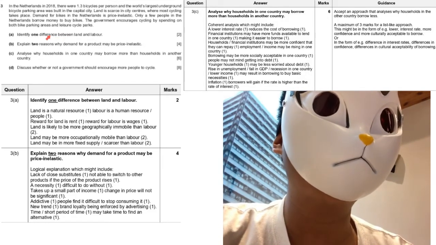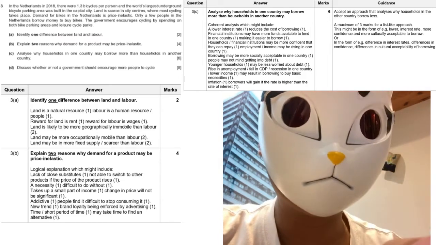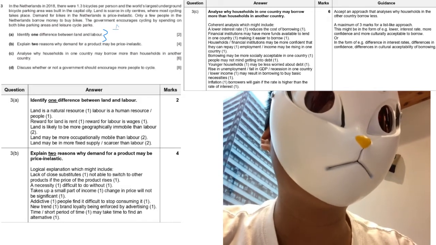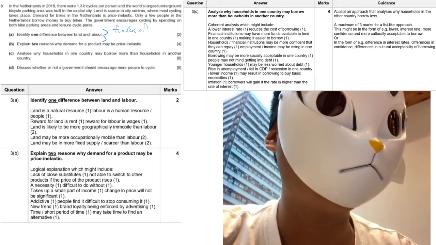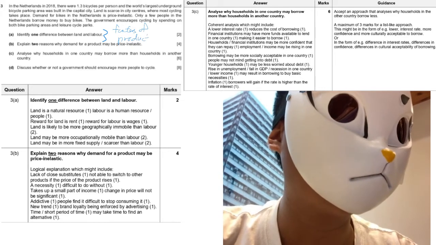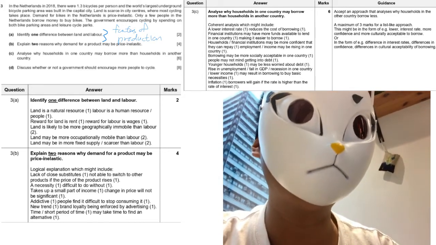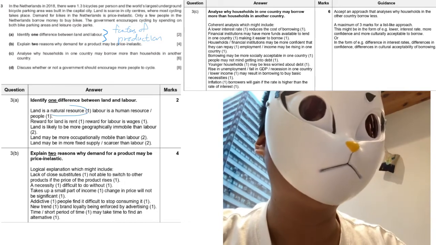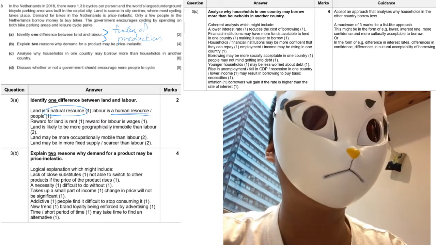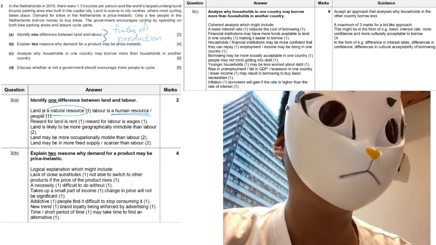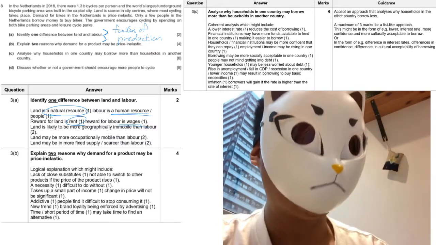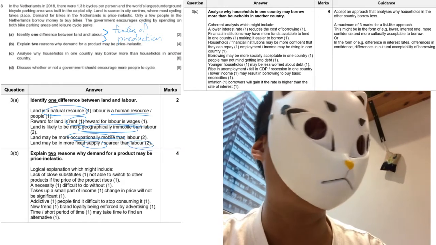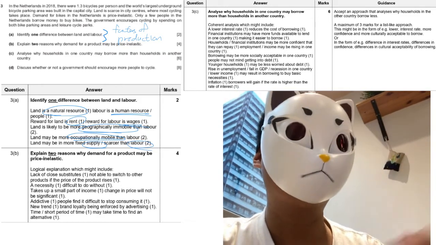3A. So what are the differences between land and labor? As you know, these are 2 different factors of production. There are 4 factors of production, including land, capital, labor, and entrepreneur. Now it asks about the differences between land and labor. Of course, one is the natural resources, another is humans. You might talk about the reward, and you might talk about geographical mobility, occupational mobility, and the supply. So there are a lot of differences you might refer to.